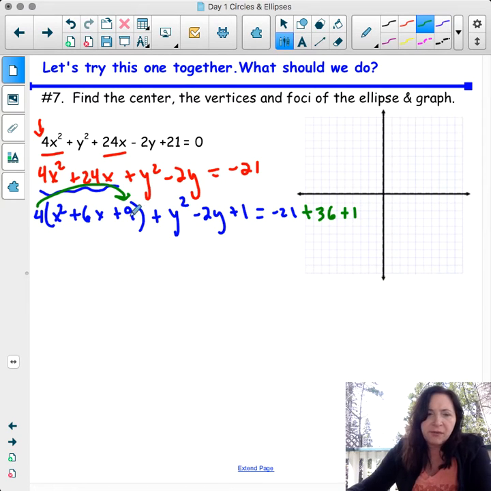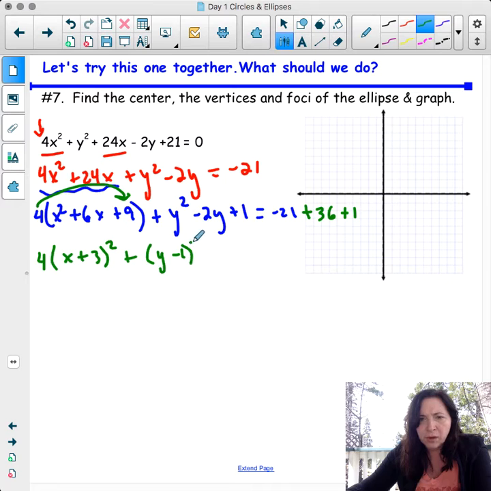Okay, so when factoring this, I end up getting 4 times the quantity x plus 3 times x plus 3, which is 4 times the quantity x plus 3 squared, plus y minus 1 times y minus 1 is y minus 1 quantity squared, is equal to, and we have negative 21 plus 1 is negative 20, and 36 minus 20 is 16. So the 16 goes here.